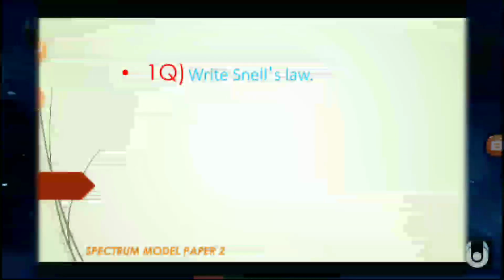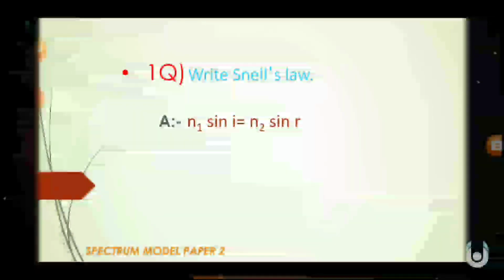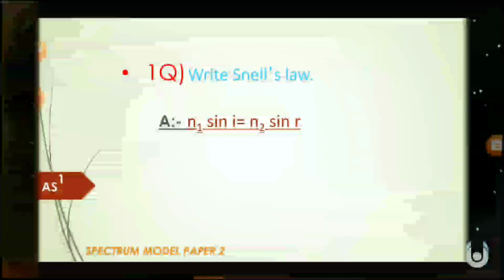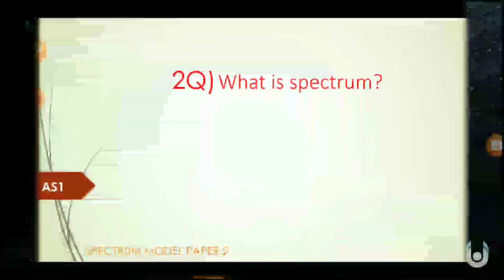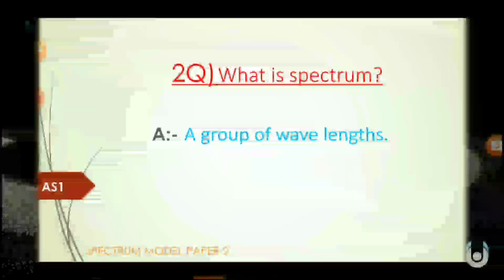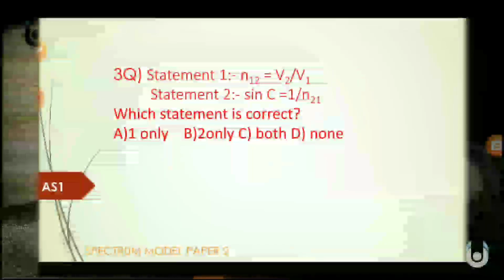First question. Write Snell's law. Answer. n1 sin A is equal to n2 sin R. This is an AS1 question. Next AS1 question, second question. What is spectrum? A group of wavelengths is called a spectrum. This is also an AS1 question.